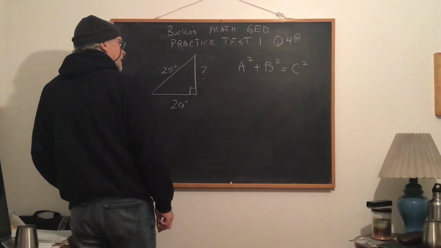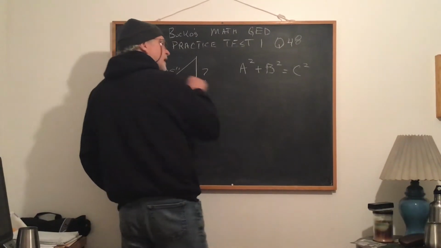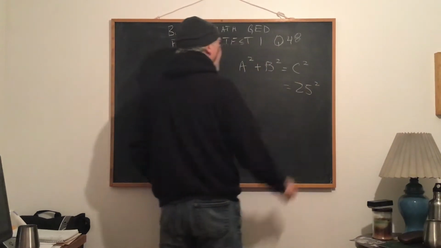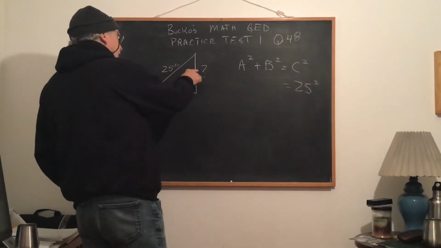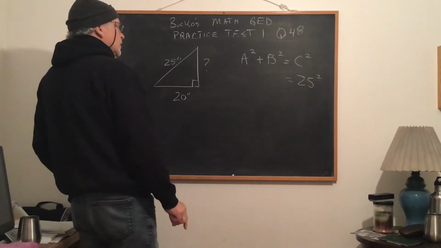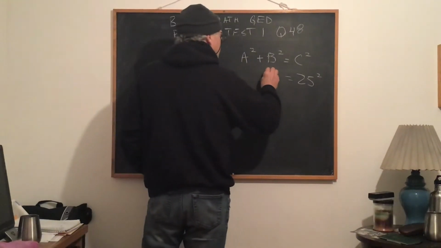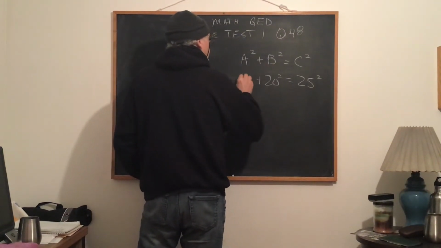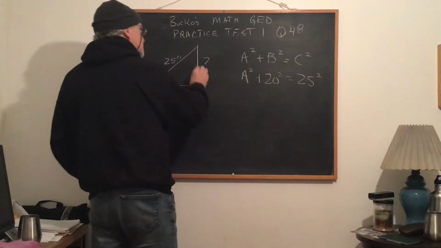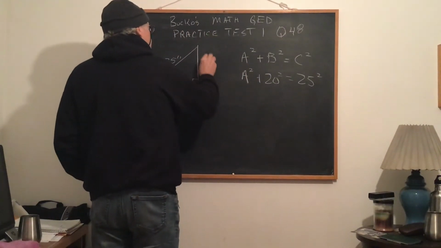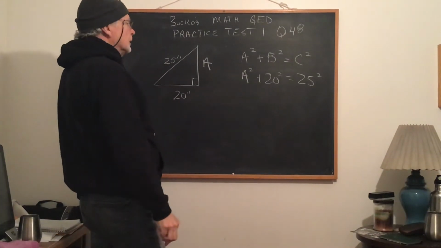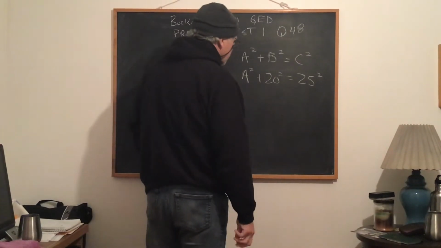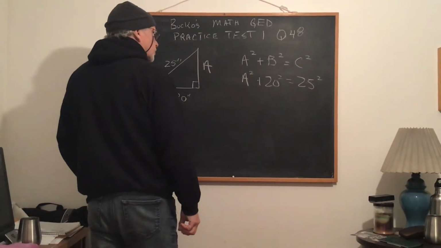So, plugging in values, the 25 has got to go right here, in the c spot. And this could be either a or b, it doesn't matter, you can flip and flop those. So I'm just going to call this one b, 20. And a squared is our unknown. So this is a now. Alrighty, working from there, 20 squared is going to be 400.